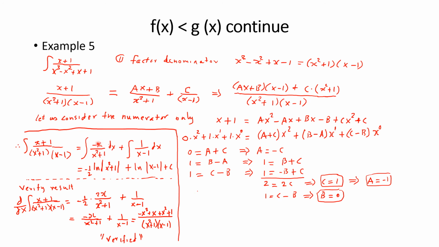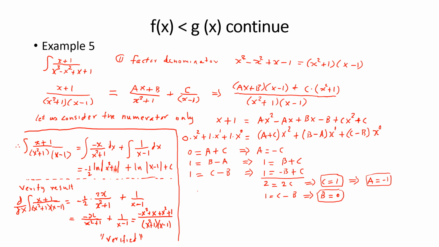So there is a 2 missing here, so we'll multiply it by 2 and take the negative side and divide by 2 outside. So that's why we'll have negative half, and then the result of the integration will be ln of x squared plus 1, plus integration of 1 over x minus 1. This will just go ahead and give us a log, ln of mod x minus 1, plus constant.